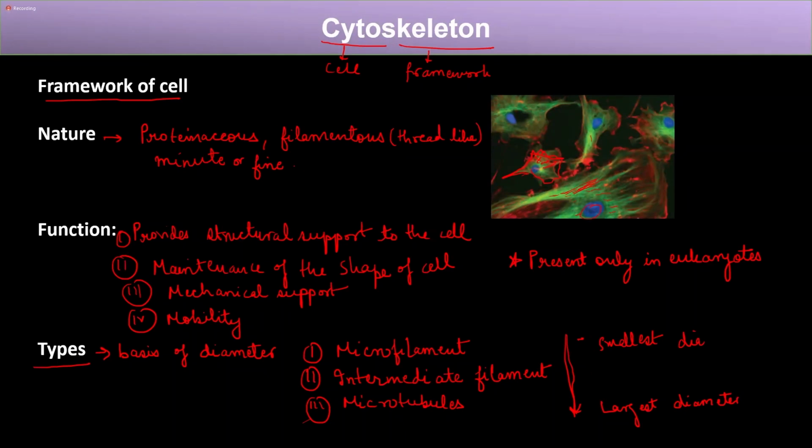Now we'll study each of these types one by one. So the first type is microfilament. If we write about the diameter of the microfilament, the diameter of the microfilament is 5 nanometer. Now, second thing, if we look at the structure of this microfilament, this is the one structure. What this structure is looking like, it is looking like rod shape.